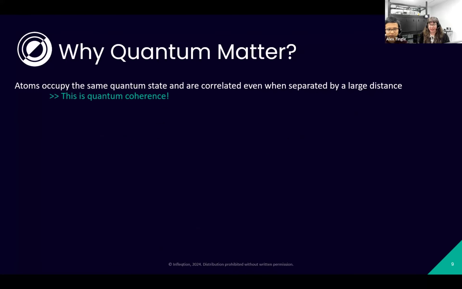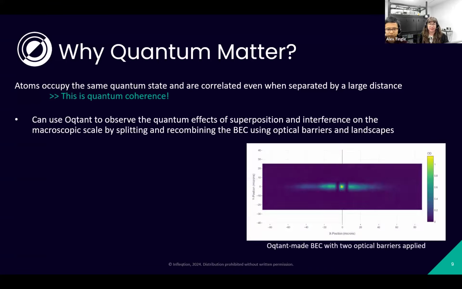But other than it just being a really interesting field of study, why do we care about quantum matter? To understand why we care, let's understand a little bit more about quantum matter. When atoms occupy the same quantum state, they can be correlated even when they are separated by a large distance. This is known as quantum coherence. We can actually use Oqtant to observe quantum effects like superposition and interference on a macroscopic scale, a big thing, not just a single atom, by splitting and recombining our BECs using optical barriers and landscapes. And we'll go into a little bit of what that means in a minute.